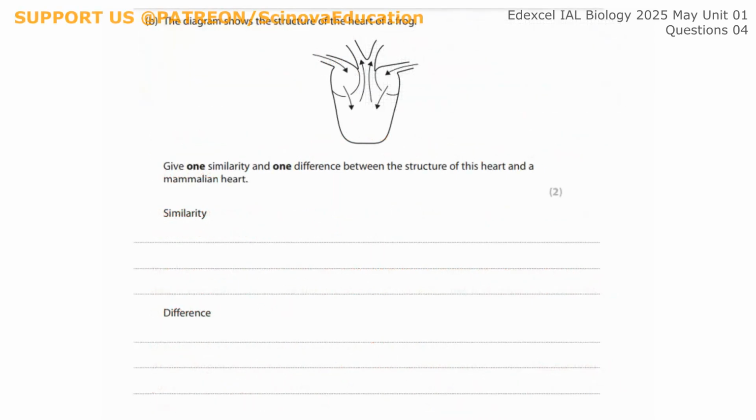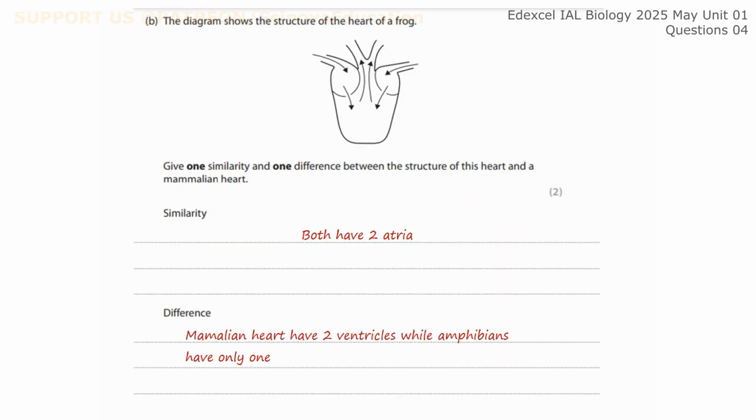Part B, the diagram shows the structure of a heart of a frog. Give one similarity and one difference between the structure of this heart and a mammalian heart. As a similarity, we can say they are also having two atria. Mammalian heart and the amphibian heart both have two atria. So because of two atria, you can write they have atrioventricular valves. The difference is mammalian heart is having two ventricles, whereas this one is having only one ventricle.